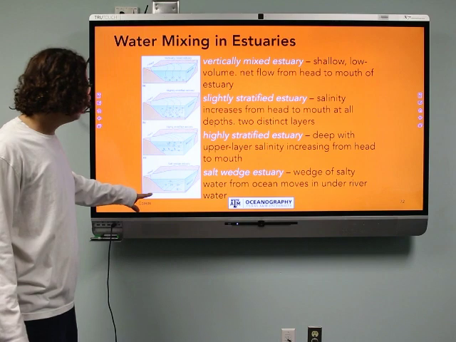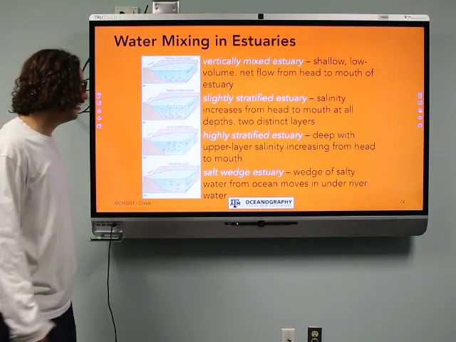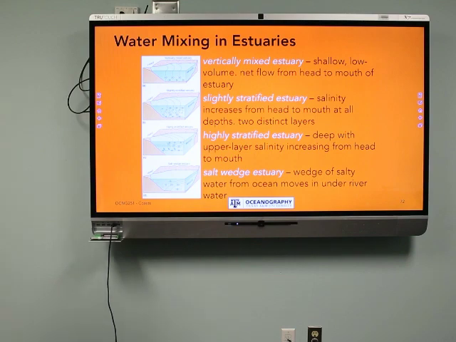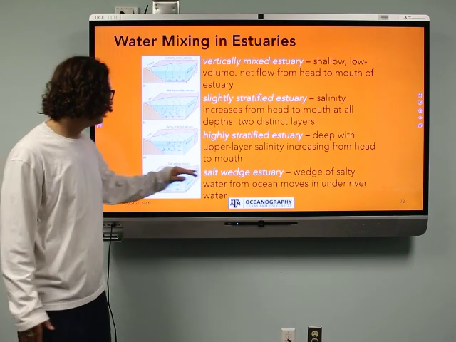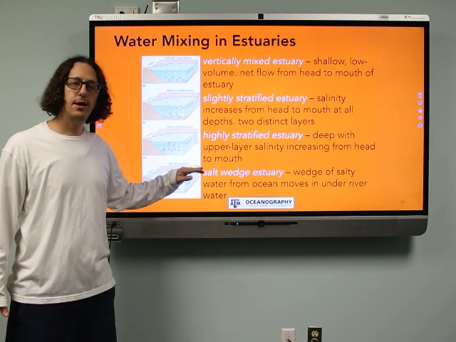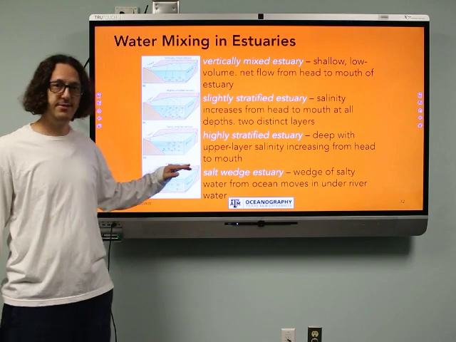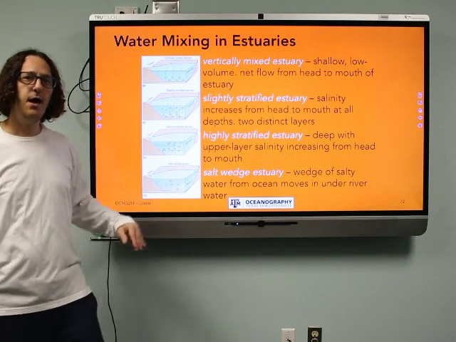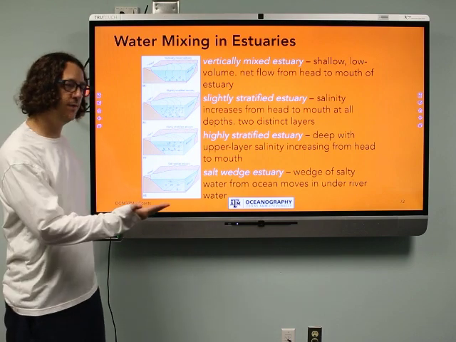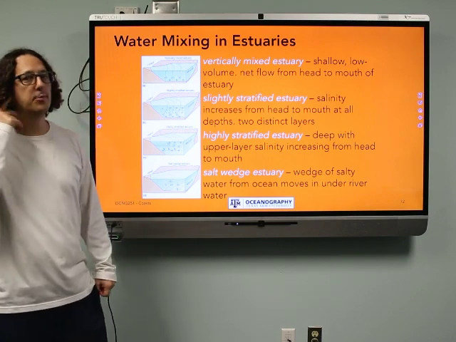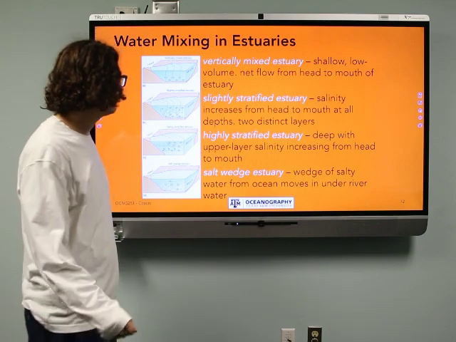I can skip to the bottom, where we have the opposite. We have a salt wedge estuary. A wedge of salty water from the ocean moves in under the river water. So these are interesting systems where you have fresh water moving towards the coast. Fresh water, if you remember, is going to be less dense, so it's going to stay on the surface. And actually underneath, that fresh water moving in the opposite direction, upriver, is salty water, and that's called the salt wedge.